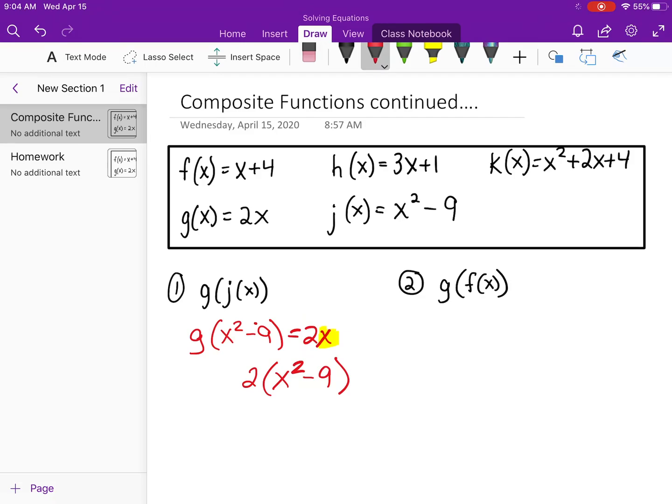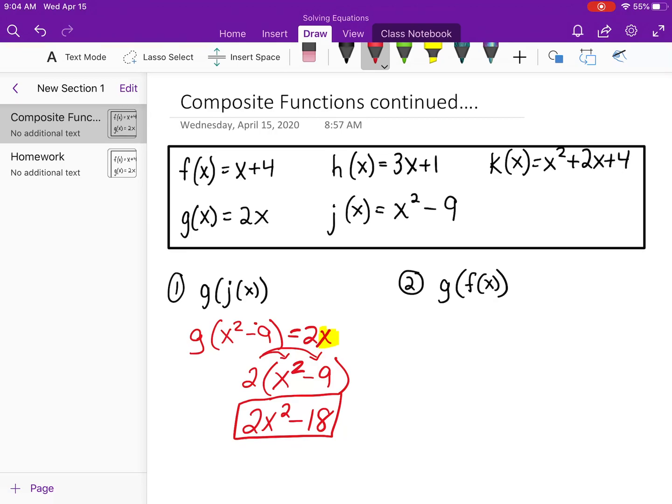Okay, so now all I have left to do is just distribute this 2 times x squared, and then 2 times negative 9. So that's 2x squared minus 18. Okay, put a box around it. That's it. Okay, so it's all about just making sure that you get the right function plugged into the other function. Okay, composite functions. A function inside of another function, work from the inside out.